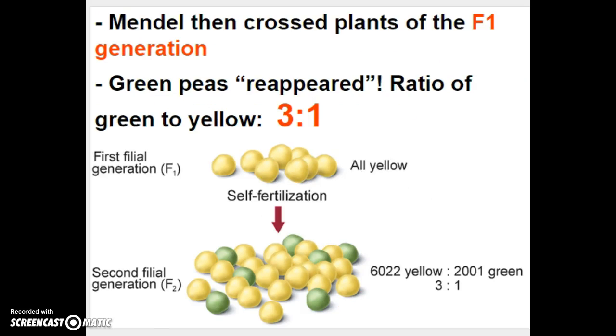Then he decided to take those plants of the first generation, that F1 generation, and he self-fertilized those. And in the F2 generation, so this would be like the grandsons of the P generation, all of a sudden those green peas came back, but they didn't come back in an even ratio. There was always this ratio of 3 to 1, no matter how many peas he counted from these plants. There was always one character that was 3 times more common than the other.